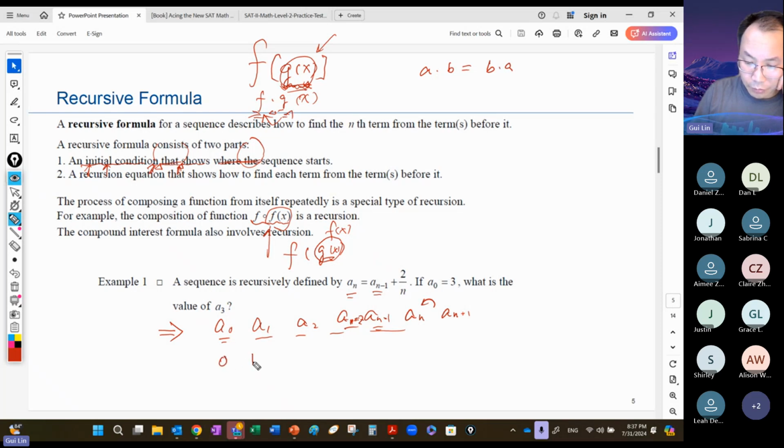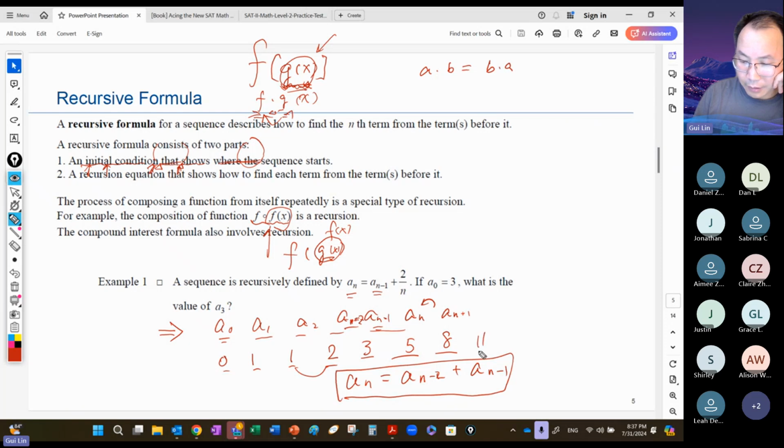You may have met this series: 1, 1, and the third term is the sum of the front two terms. So the third one is 2, like 1 plus 1, then the next one will be 3, then 5, then 8, and it continues to 11. This is a very famous number series, growing quicker and quicker.